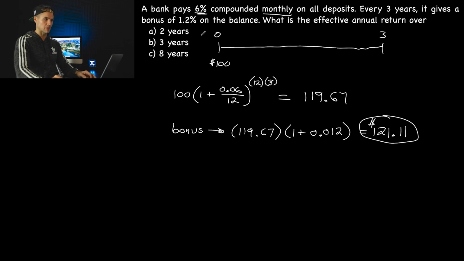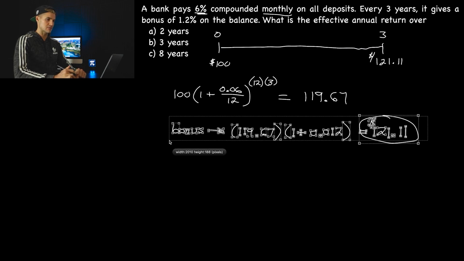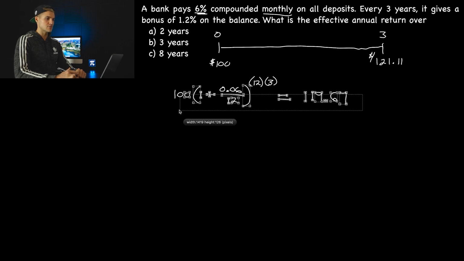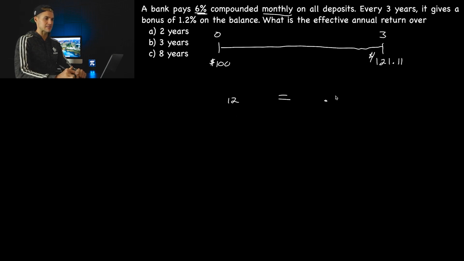So after this 6% earning compounded monthly every year, and then after the bonus of 1.2% on the balance, we end up having $121.11 after the 3-year mark. So exactly like we did before, so let me erase some stuff here. Let's get some room. What we want to do is find out what is that average rate that we are earning. Right? So basically, we're trying to find out, okay, well, to get from 100 to 121, what was the rate for the 3 years on average that we earned every year?